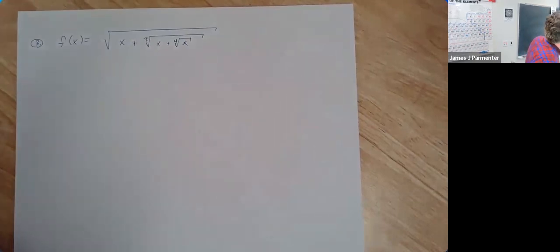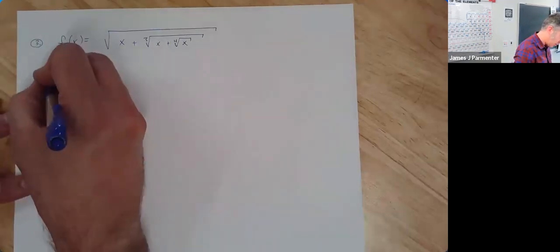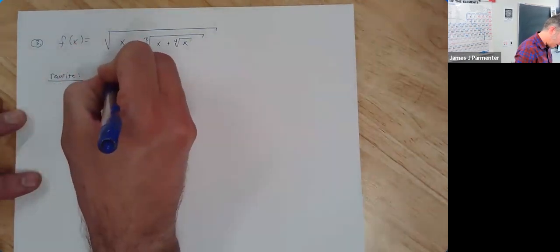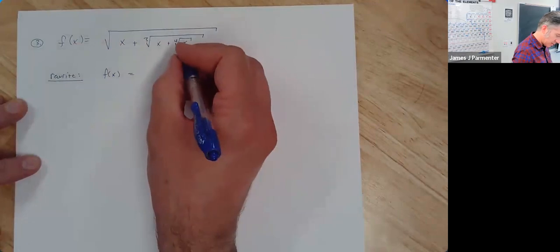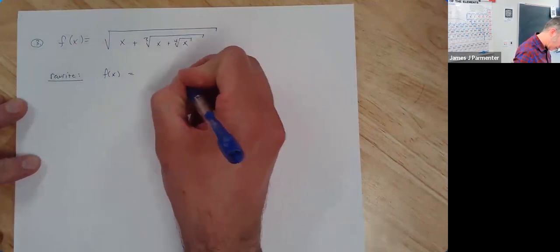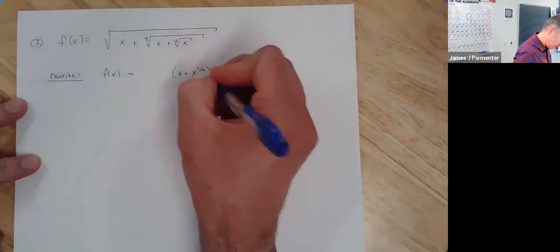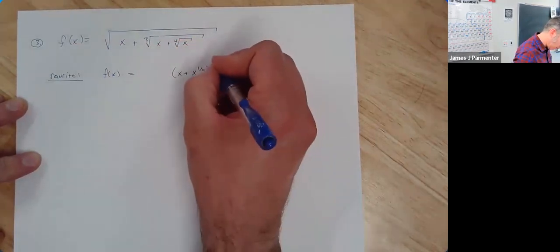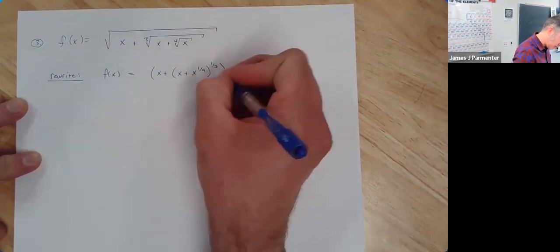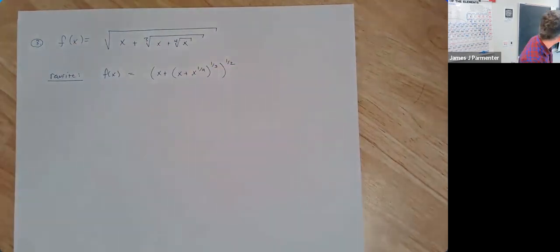Which looks terrible, especially because of all these radicals. So before I start differentiating, let's rewrite it. Instead of 4th root of x, let's say that's x to the 1/4 plus x. And then all of that is being raised to the 1/3 power plus x. And then all of that's being raised to the 1/2 power. That's how I would definitely prefer to rewrite this.